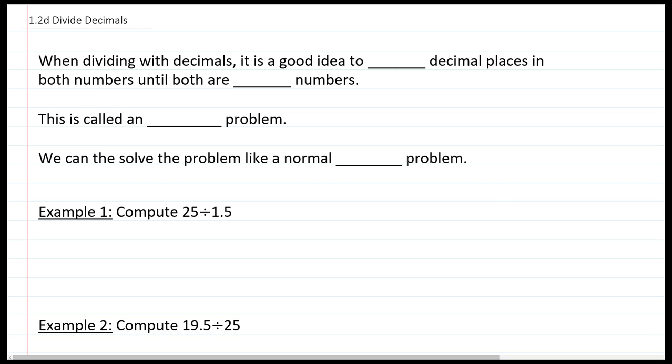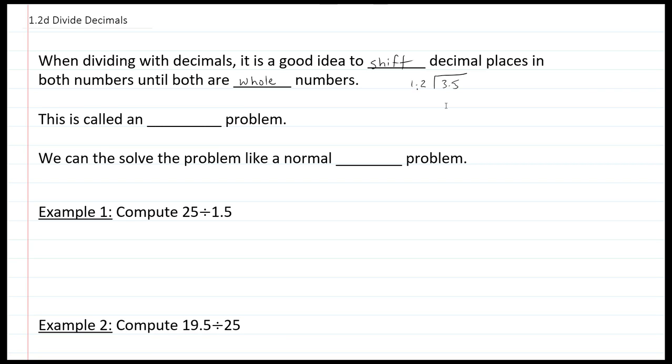1.2d, dividing decimals. When dividing with decimals, it is a good idea to shift decimal places in both numbers until both are whole numbers. So what I mean by this is, say we had a number like 1.2 dividing into a number 3.5.